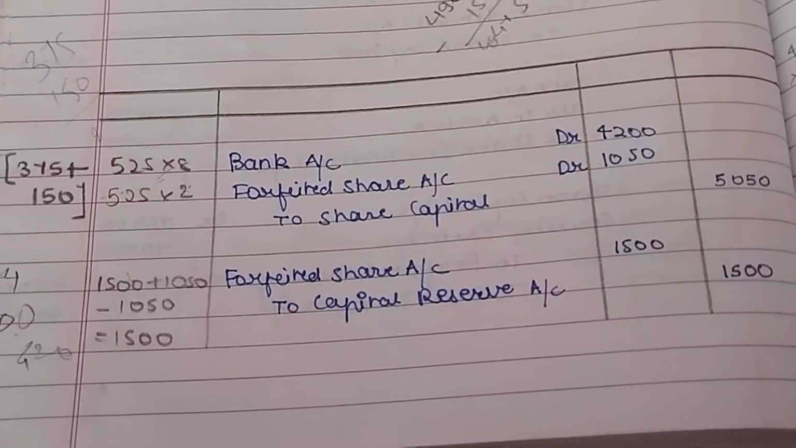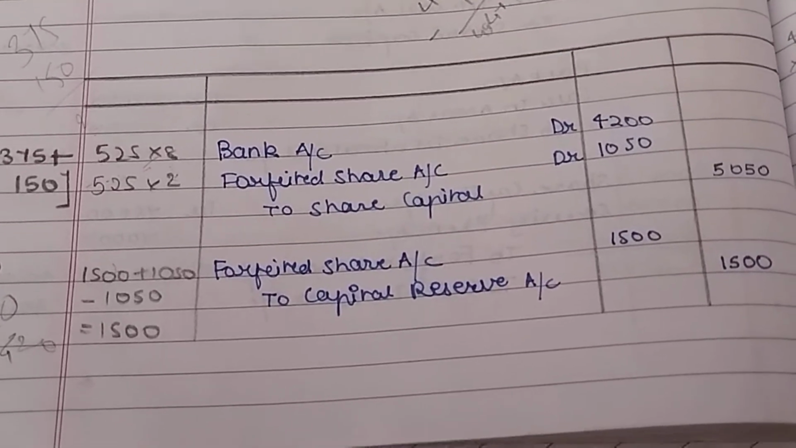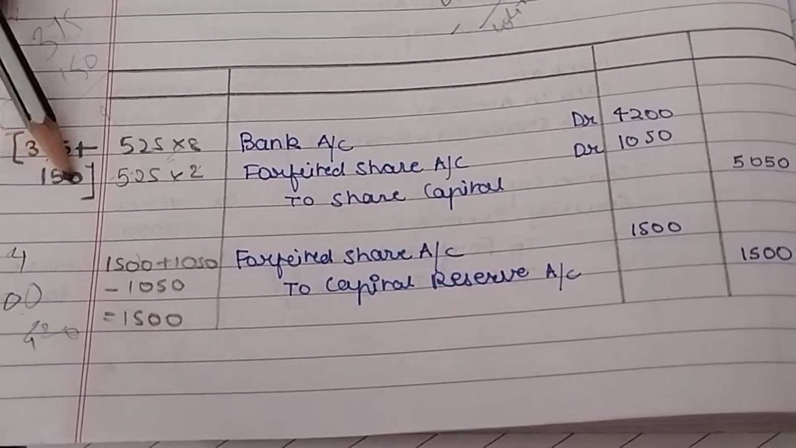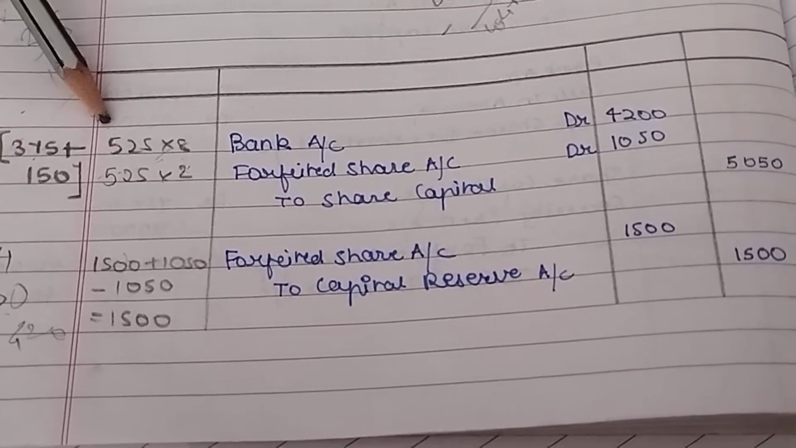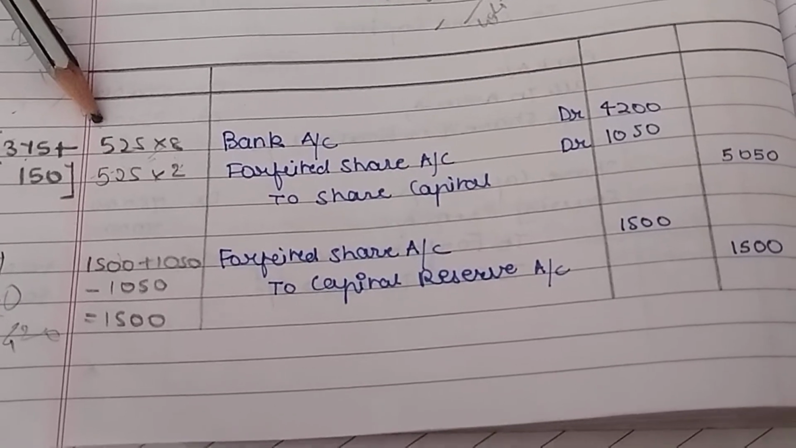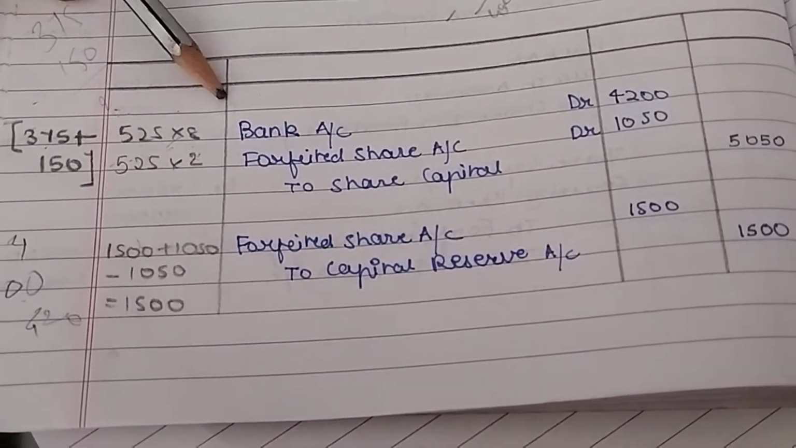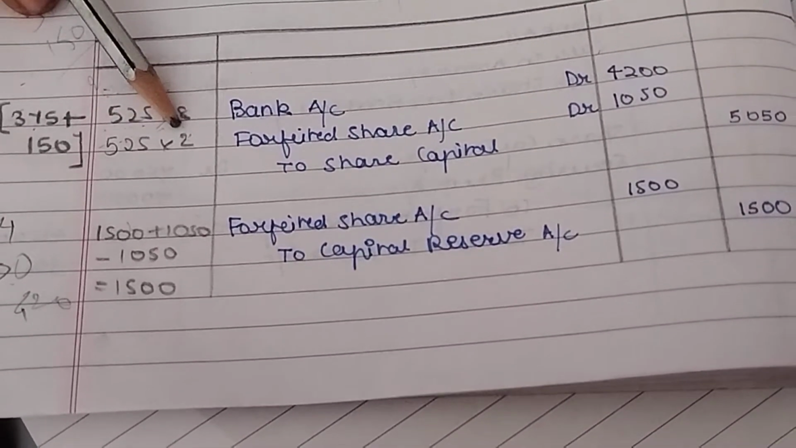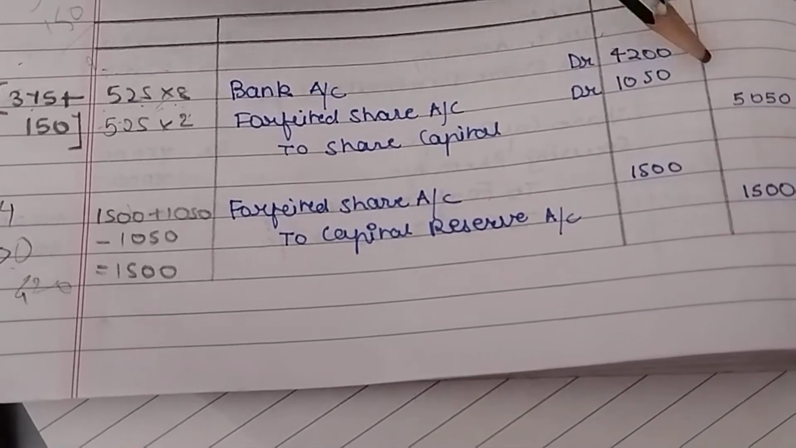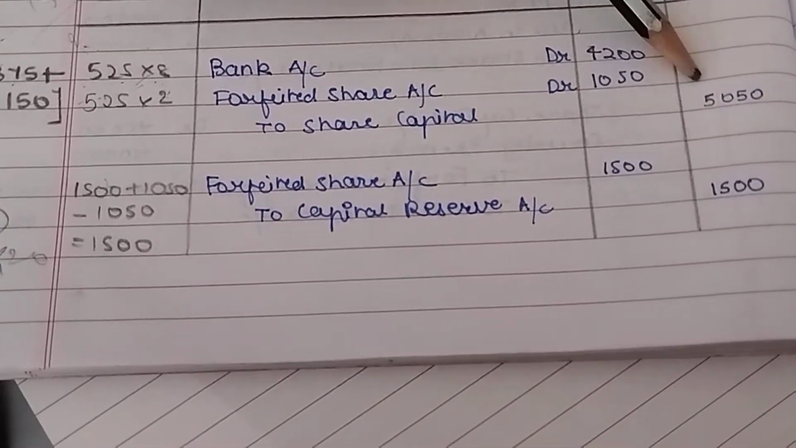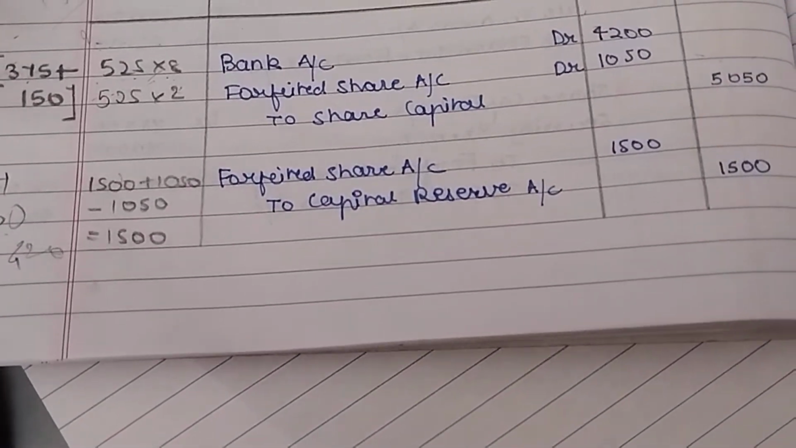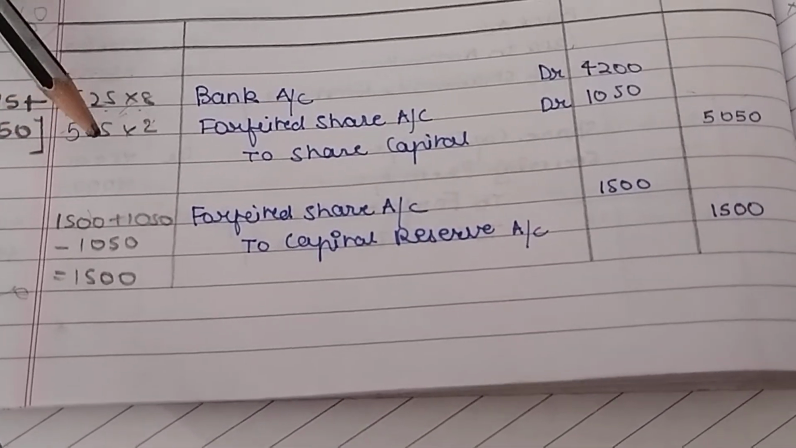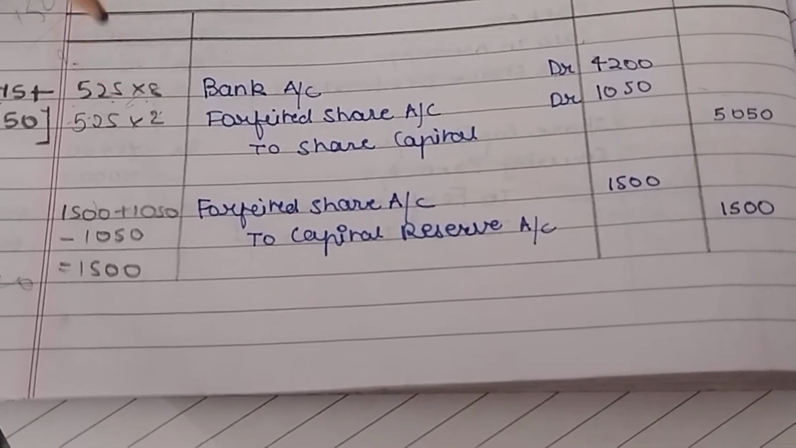Okay, now these forfeited shares are reissued. Remember that Anil's 375 shares, Sunil's 150 shares, total of these two you will find 525, reissued at rupees 8 each. 525 into 8, bank account debit 4,200. Discount rupees 2, 525 into 2, amount 1,050. To share capital 525 into 10, 5,250. Narration being: 525 forfeited shares reissued at rupees 8 each, fully paid up, discount transfer.